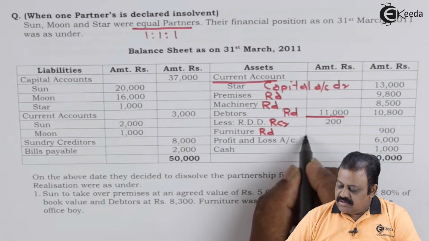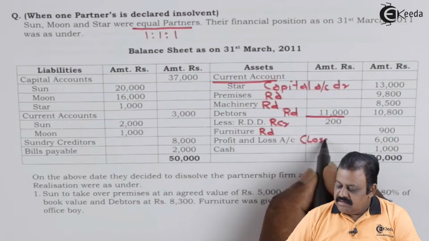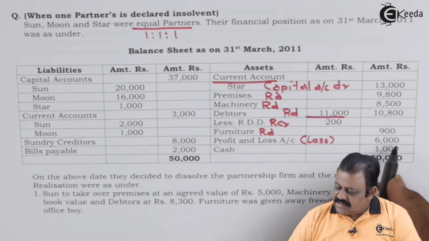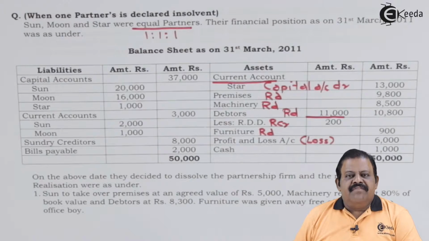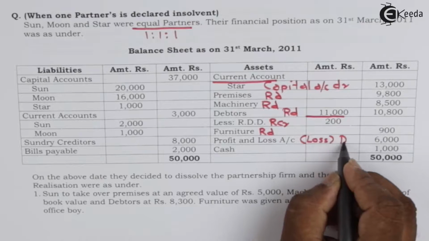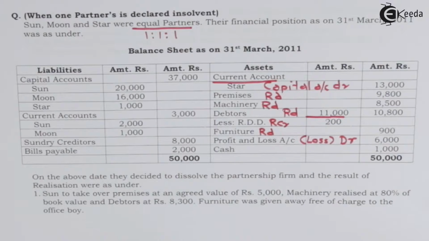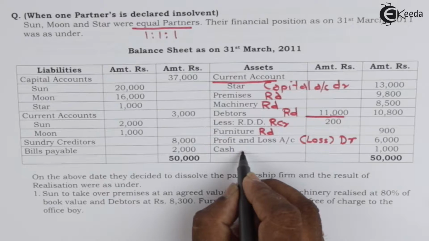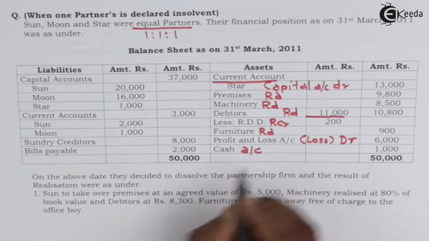Profit and loss account. This is a loss as it is there on the asset side. This loss of 6,000 will be divided among partners in their profit sharing ratio. It will be debited to the partners' capital accounts. Cash. This will be transferred to a separate account.